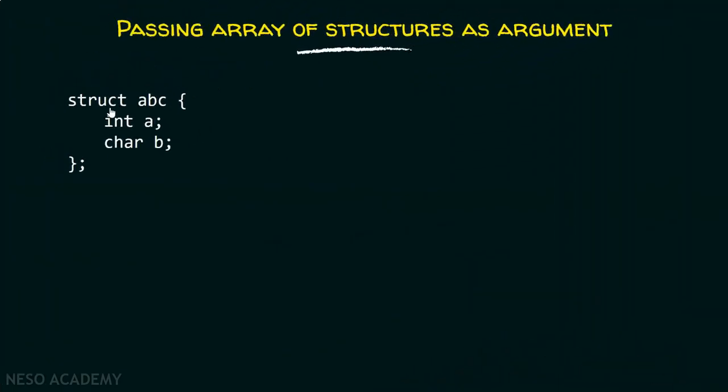Here you can see that I have declared one structure, struct ABC, which consists of two members, A and B. The data type of A is int, which means it's an integer variable, and the data type of B is char, which means this is a character variable. Now I have declared one array which consists of two elements, and the data type of these two elements is struct ABC. So this means that I have declared an array of structures. To be precise, this is an array of two structures.